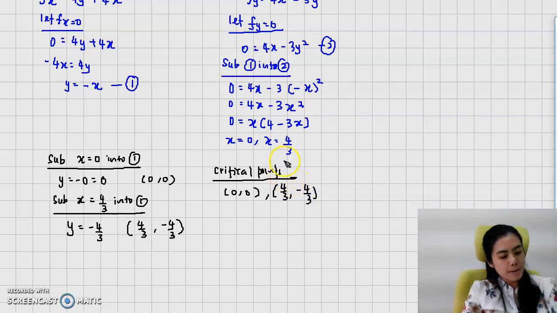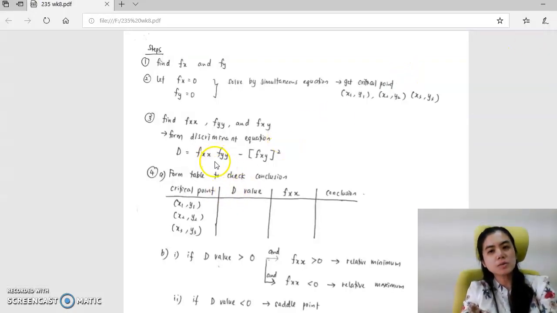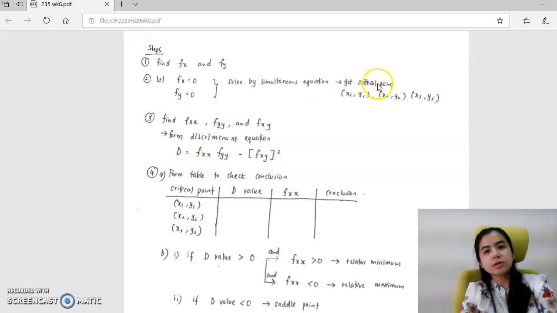Alright, let us see what we need to do after we obtain the critical points. Once you have found the critical points, you need to find fxx, fyy, and fxy. Basically, that is your second order derivative, to form your discriminant equation, or your D equation, by using this formula. But first of all, find these three things first.